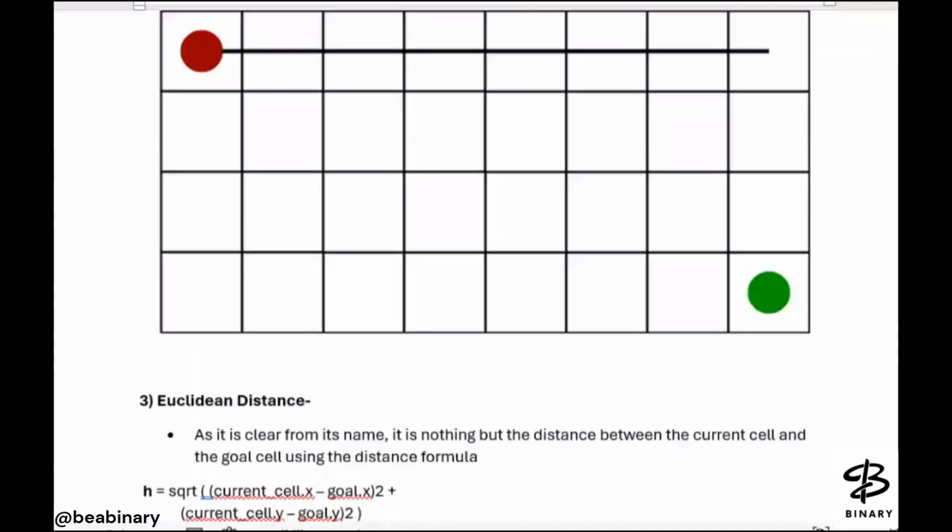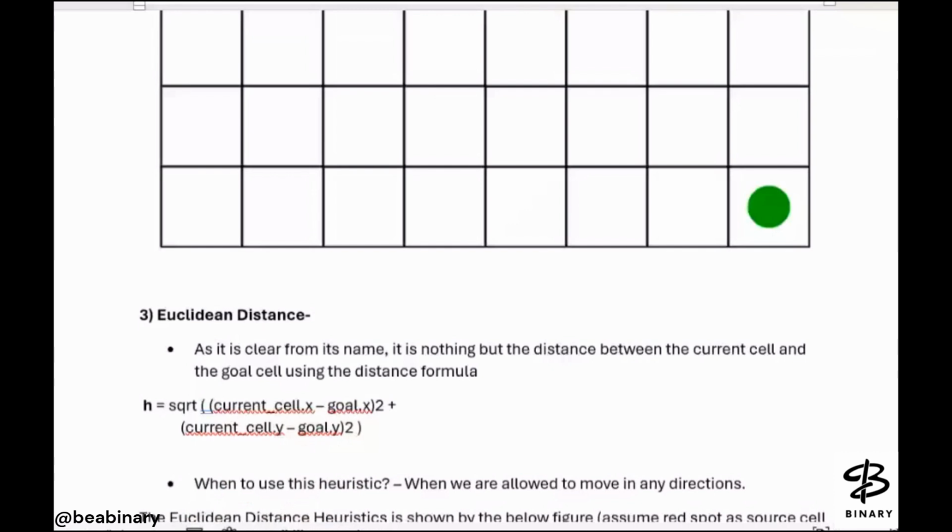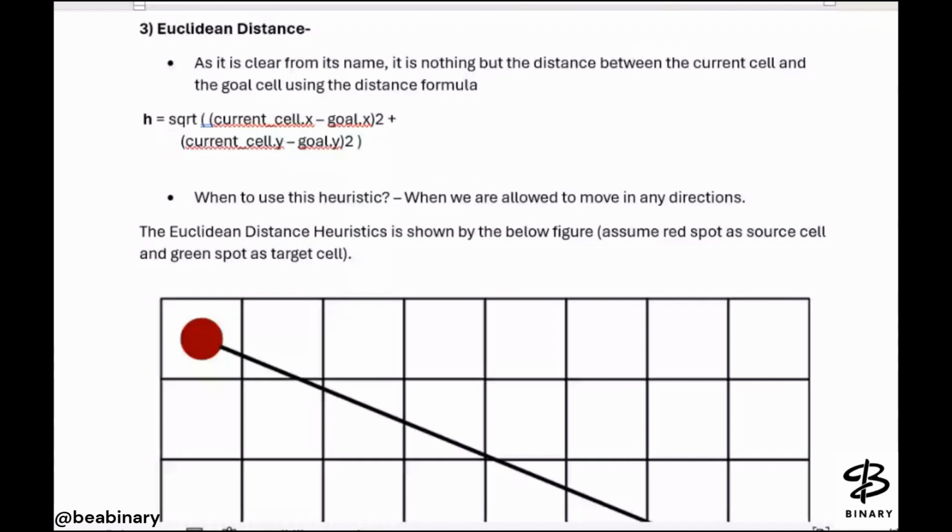Now the Euclidean distance. It is basically the distance between the current cell and the goal cell using the distance formula, with the current cell's x and y coordinates and the goal's x and y coordinates. We calculate the square root of the sum of the squared difference of current x and goal x, and the squared difference of current y and goal y, and that gives the value of the heuristic function here.